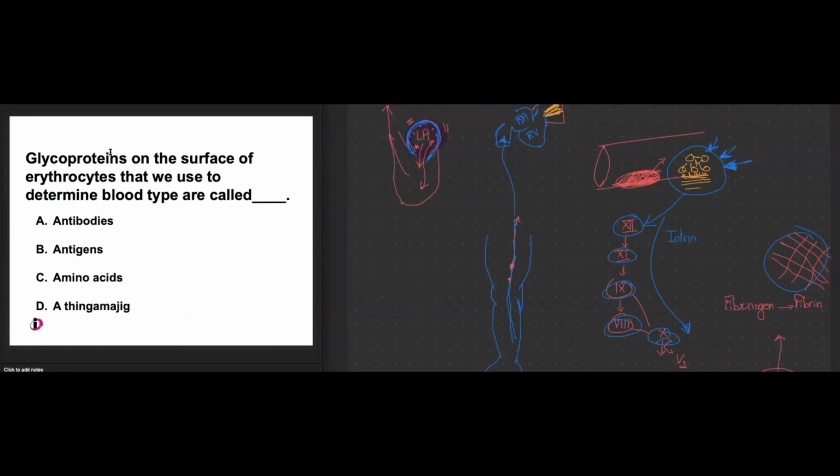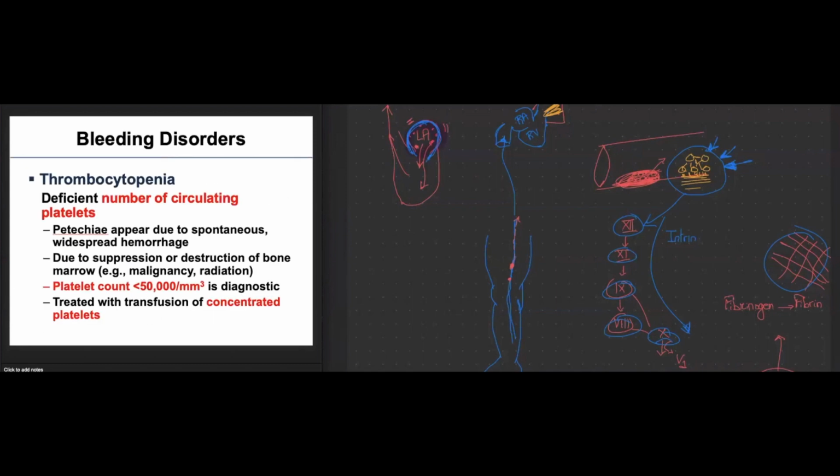All right, so moving on to our question on here: glycoproteins on the surface of erythrocytes that we use to determine blood type are called what? Antigens, exactly. So antigens are those glycoproteins present on the surface, and this is how you're going to be able to determine whether this cell belongs to your body or not.